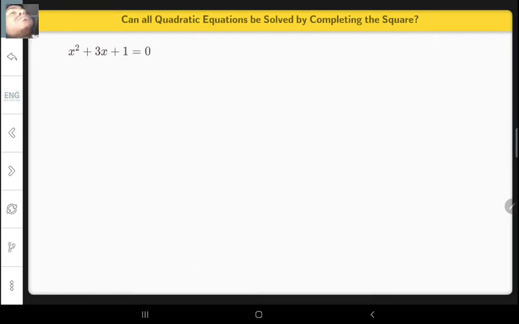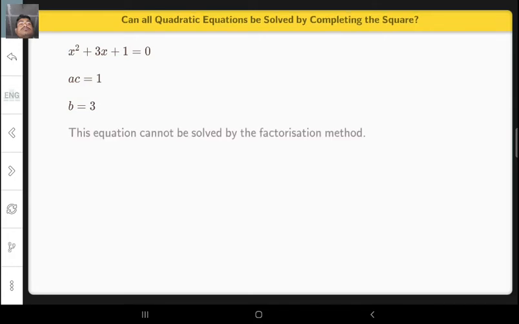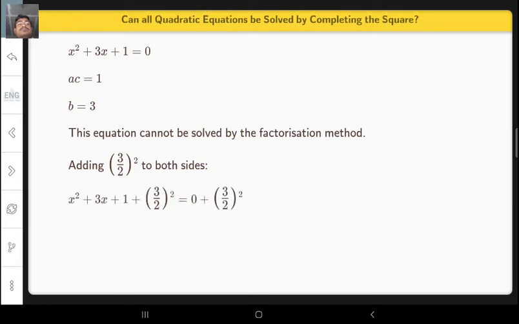We know that the quadratic equation x squared plus 3x plus 1 is equal to 0, with a equal to 1 and b equal to 3, cannot be solved by the factorization method. Let's see if we can solve it by completing the square. To complete the square, we add b by 2a whole square, which is 3 by 2 whole square, to both sides. x squared plus 3x plus 1 plus 3 by 2 whole square is equal to 0 plus 3 by 2 whole square.